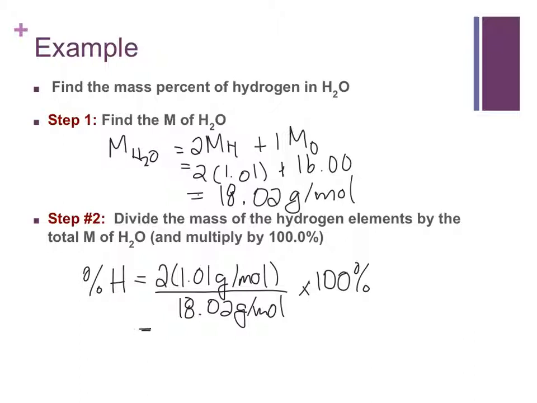When we do that calculation, we get 11.2%. You should have 3 sig digs in your answer because 1.01 has 3 sig digs, whereas 18.02 has 4 sig digs. And remember, multiplying or dividing always goes by the lowest number of sig digs.